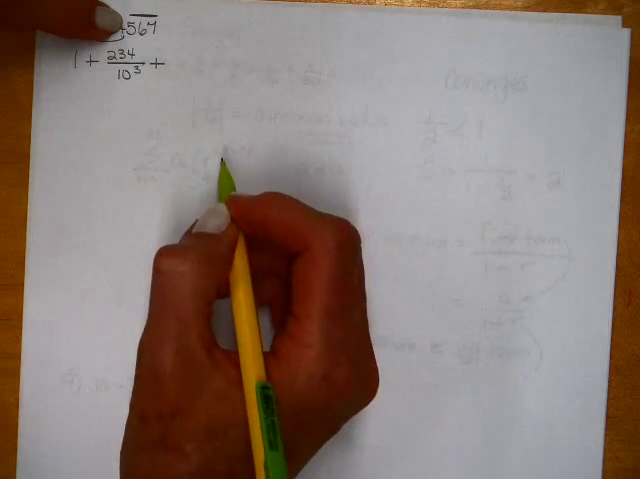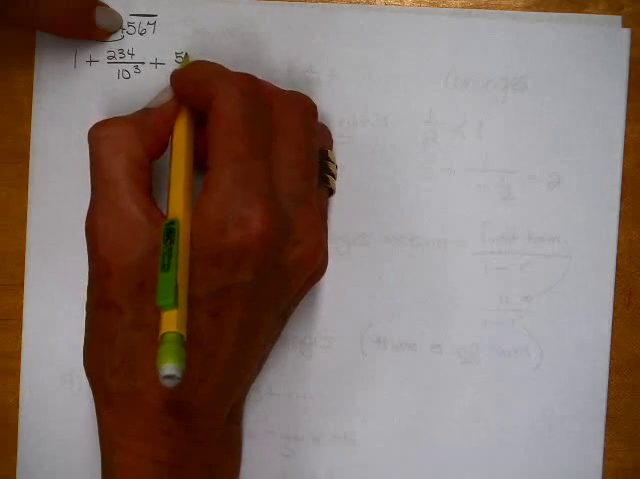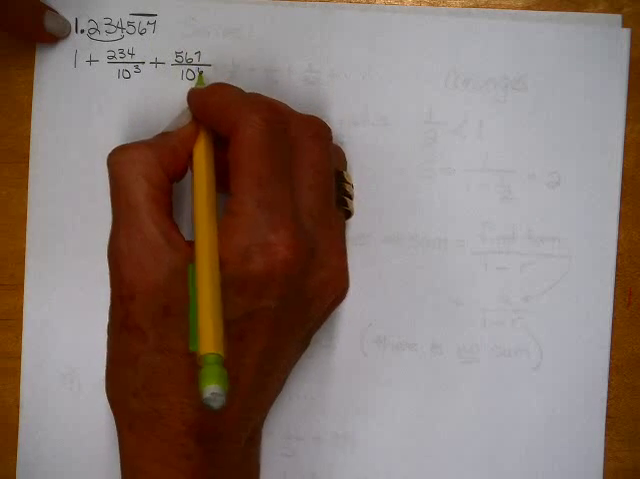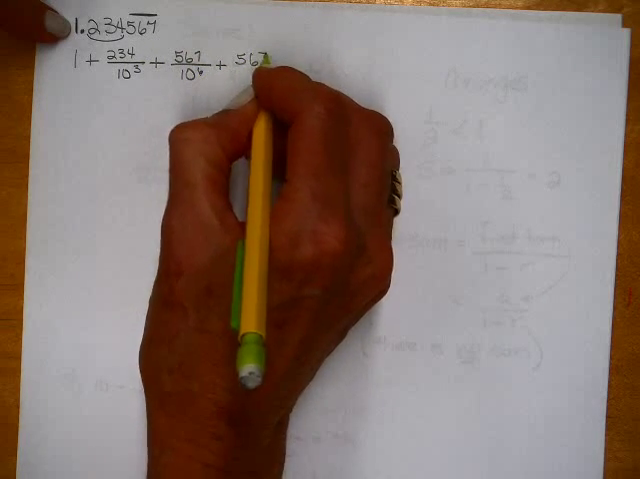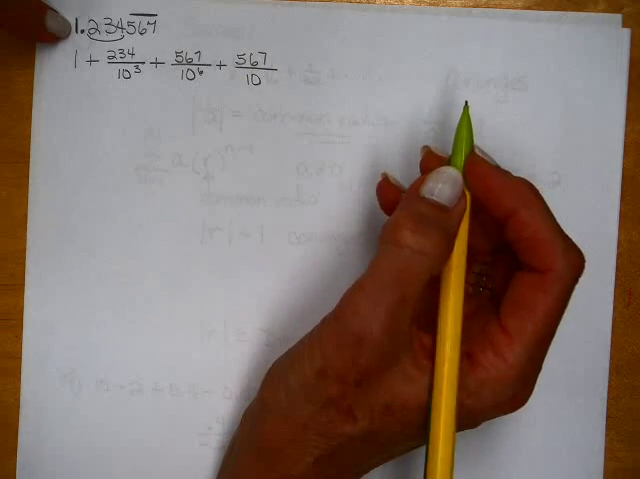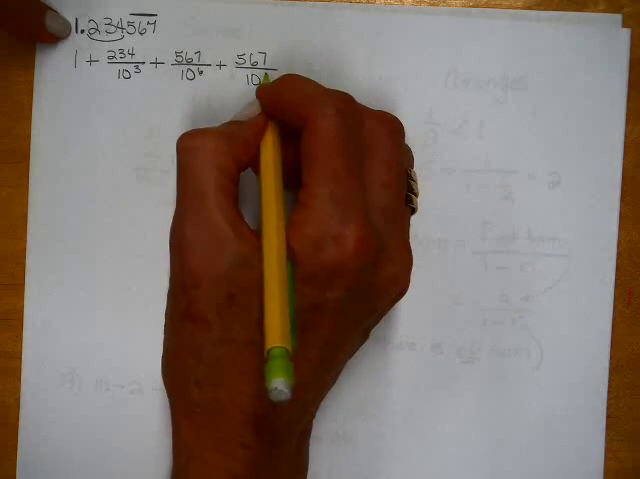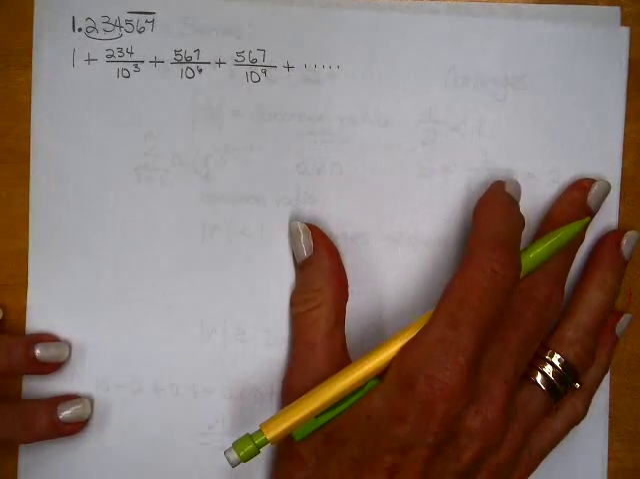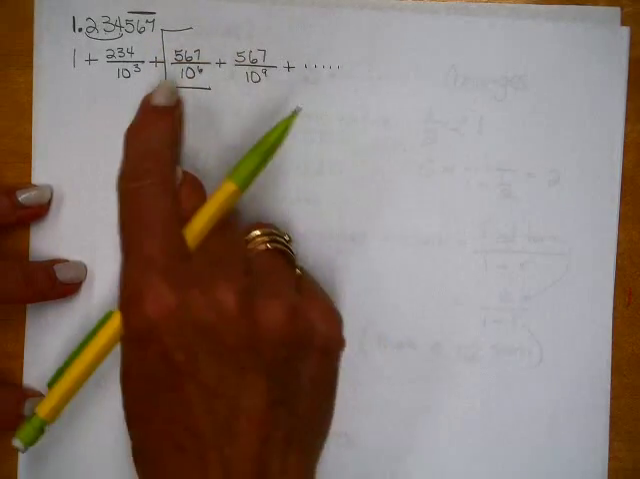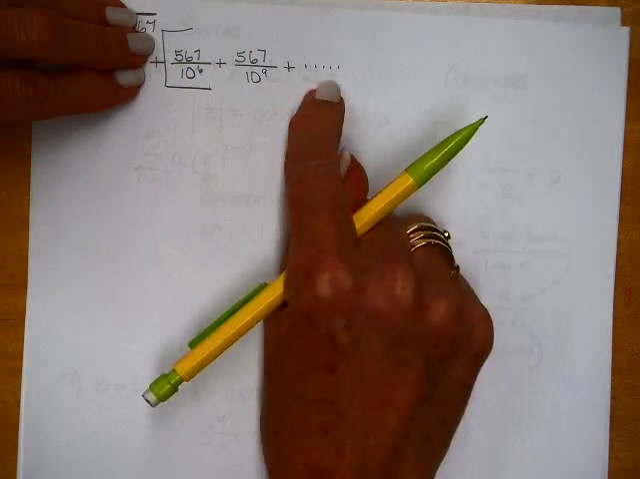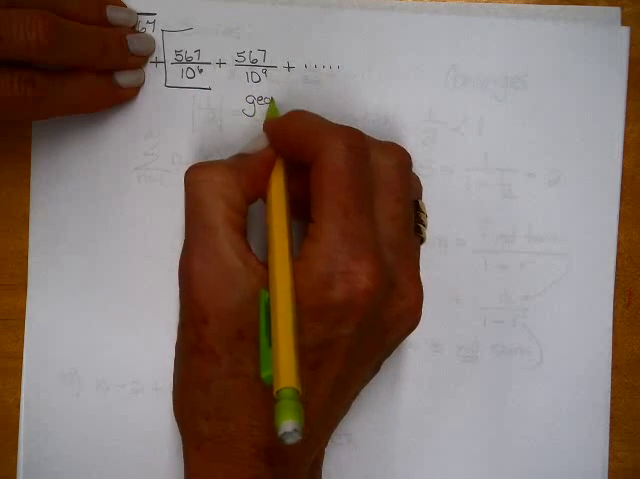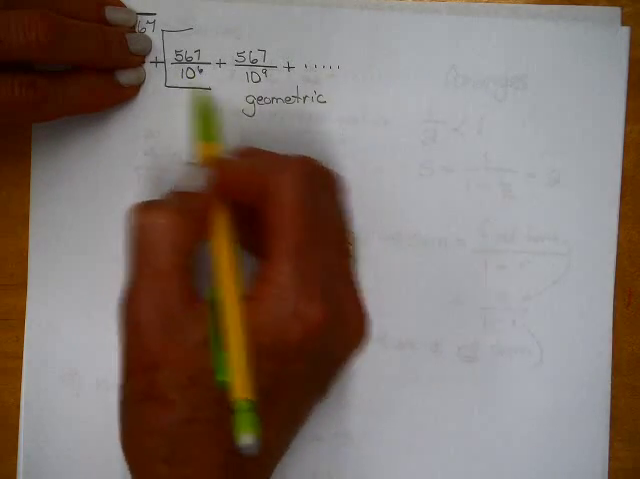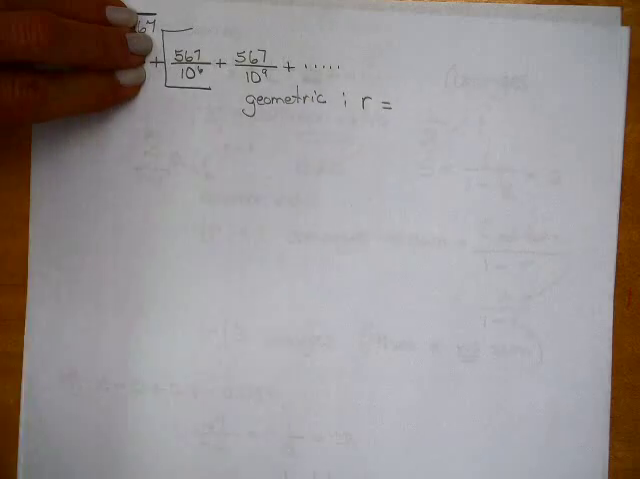Plus, here's the part that repeats, the 567. 567 over 10, what place am I out to here? The 6th. When I do the next 567, it's going to be 10 to the what? 9th. Plus dot, dot, dot. The part that repeats is the geometric part. So this is where you're looking for your common ratio, or your r.